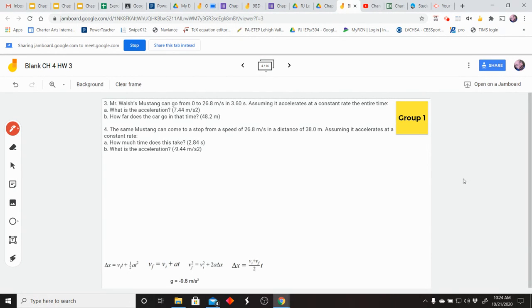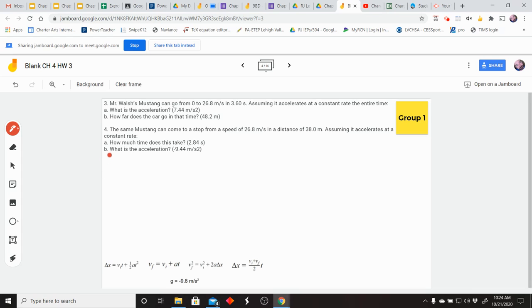This is homework 3, chapter 4, and I'll do problems 3A and B. So what's going on here? Mr. Walsh used to have a Mustang that can go from 0 to 26.8 meters per second in 3.60 seconds. Assuming it accelerates at a constant rate the entire time, A, what is the acceleration?